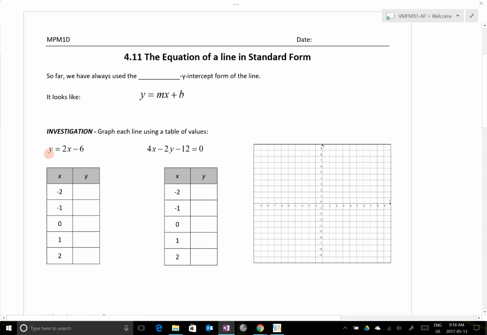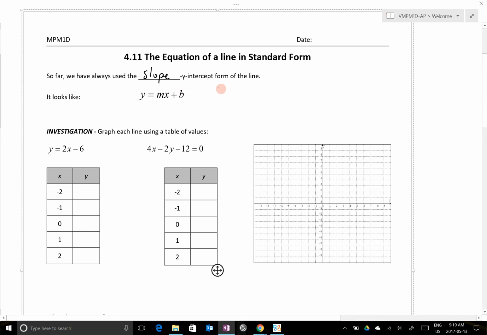4.11, the equation of a line in standard form. So far we have always used the slope y-intercept form of a line. And that slope y-intercept form looks like this: y equals m times x plus b.